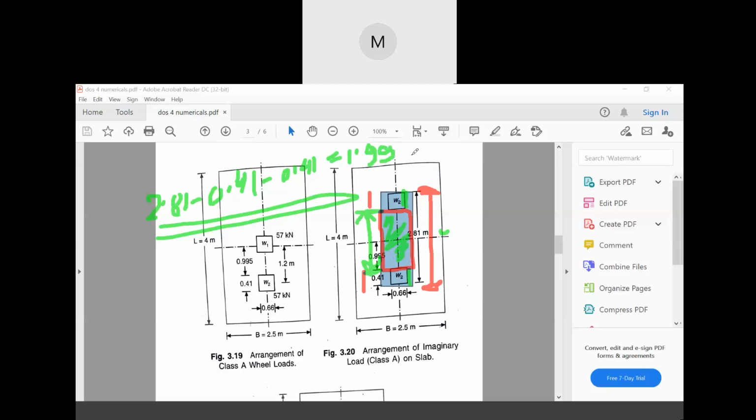Is it clear now? Yes, sir, it's clear now. So after that, for this 1.99 part in the third case, you'll have to find out MB and ML again, right? So you'll have to find out MB and ML again.